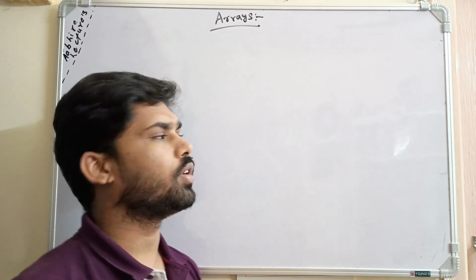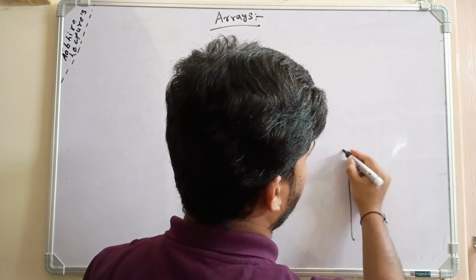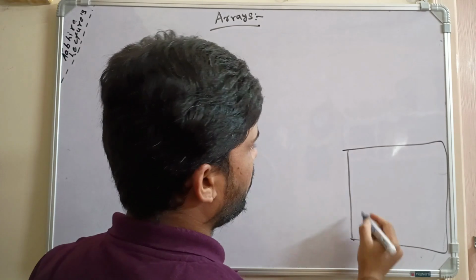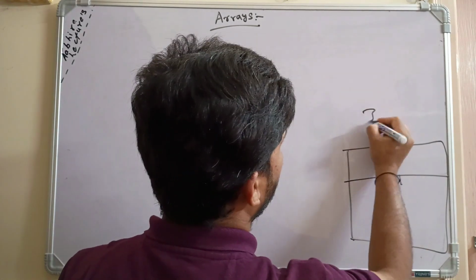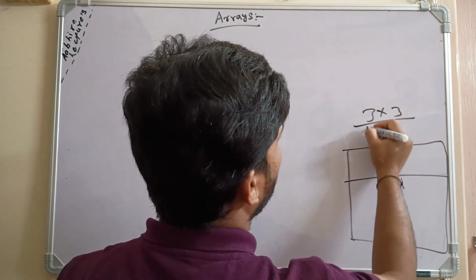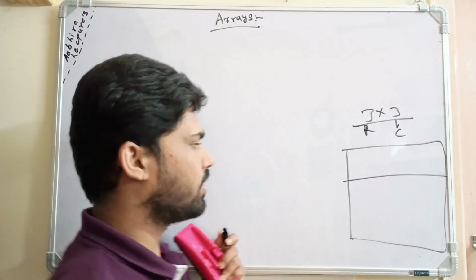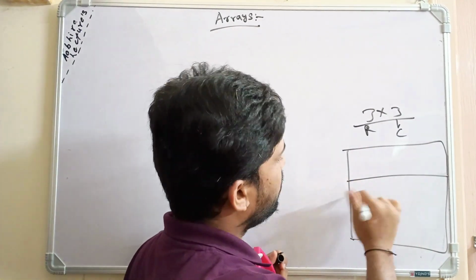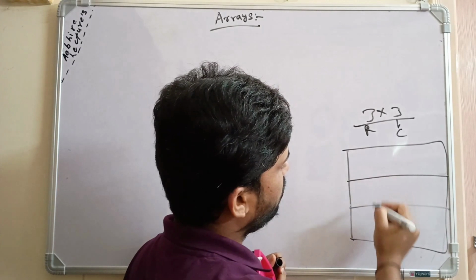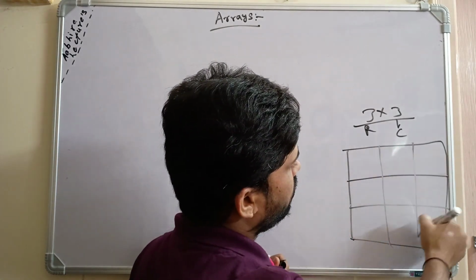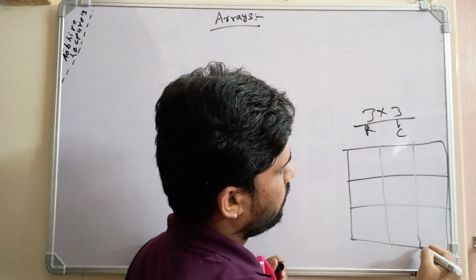So matrix we know, right? It will take 3 into 3, 3 rows and 3 columns. We already studied matrices in math, right? So how many rows? 1, 2, 3. Columns, 1, 2, 3.